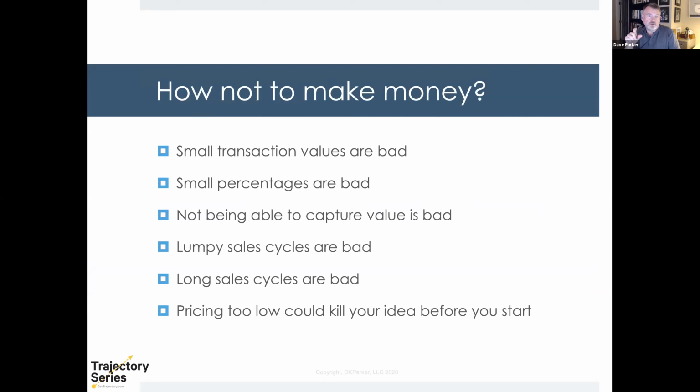So a couple notes here first, which is how not to make money. So small transactions are bad, right? Even if you have to do a high volume of small transactions, it's super risky because your pricing can be off. And if you're doing a small number of transactions, it's really difficult.